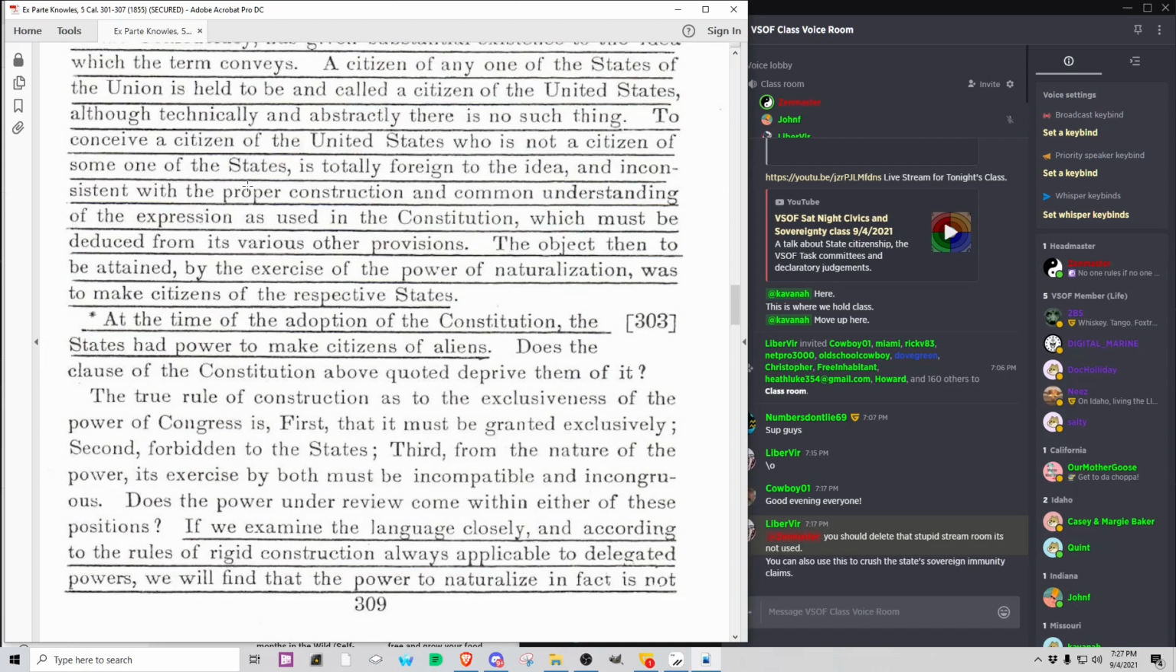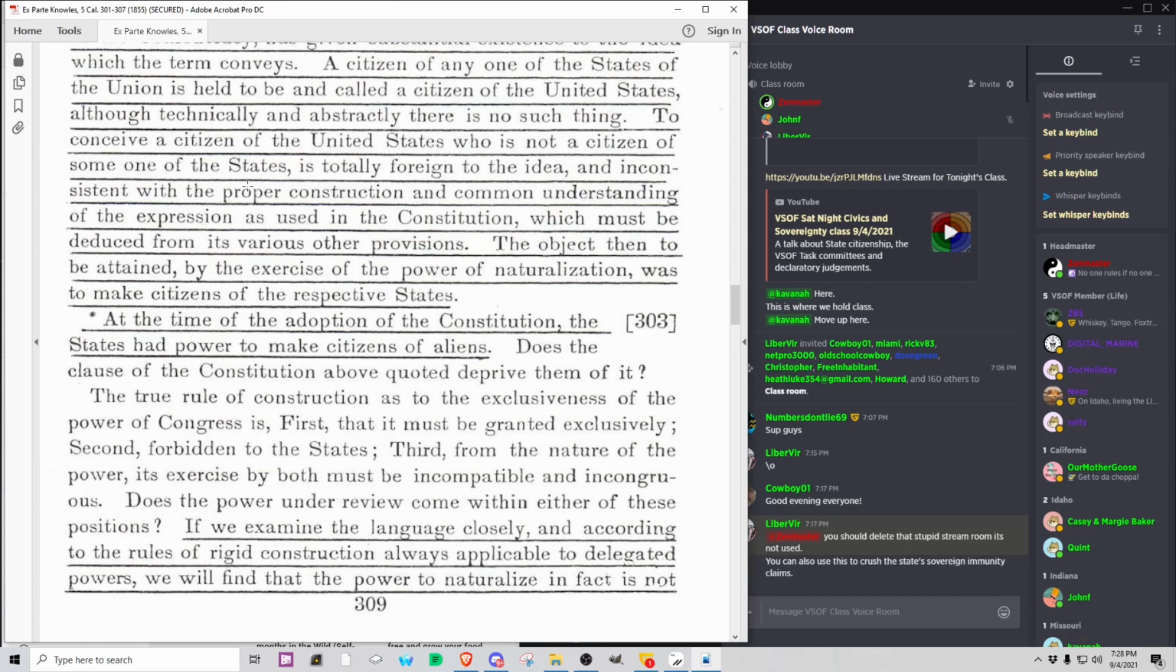Okay. All right. So at the time of the adoption of the Constitution, the states had power to make citizens of aliens. Obviously, does the clause of the Constitution above quoted deprive them of it? Question mark. And of course, no, it doesn't. The true rule of construction as to the exclusiveness of the powers of Congress is first that it must be granted exclusively. Second, forbidden to the states, which it is not. Third, from the nature of the power it's exercised by both must be incompatible and incongruous.